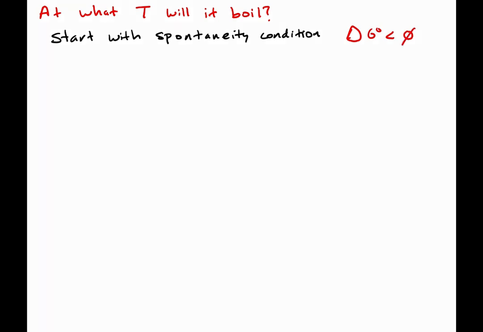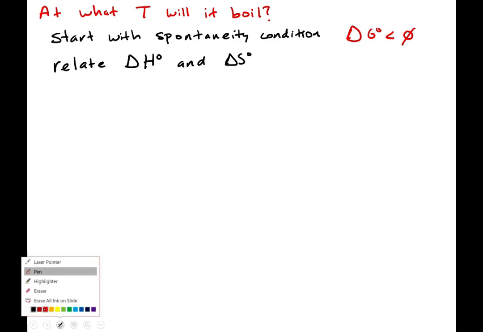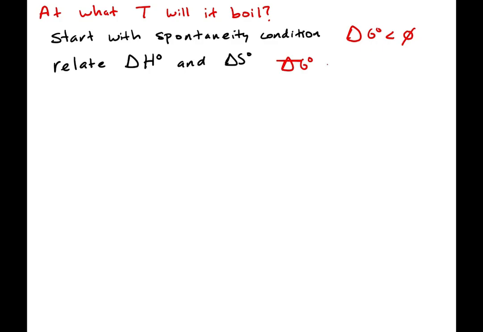So to find this, what we should do is start by writing the spontaneity condition, because that is going to be what determines whether or not the process will happen. So we're going to start with the spontaneity condition, which is to say that delta G has to be negative. Now, we can relate that to given information, right? We can relate that to the information that we were given about delta H and delta S by looking at the equation delta G equals delta H minus T delta S.